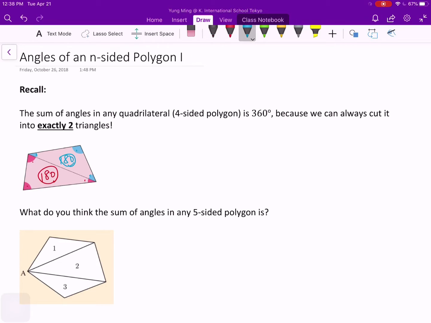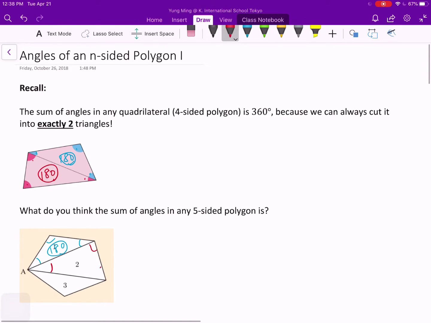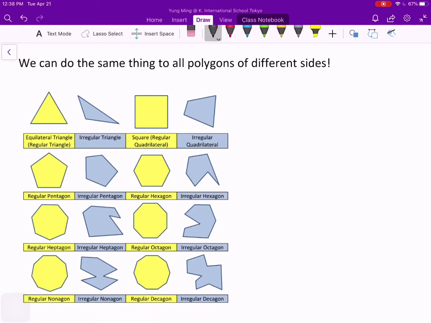In this case, you can break it down into three triangles. So we have the blue parts added up to 180 degrees. And we also have the red parts added up to 180 degrees. Now we have the green part added up to 180 degrees. So you will have all of them added up to 180 degrees times 3, which gives us 540 degrees. And the cool thing is we can do the same thing to all different polygons of different sides.